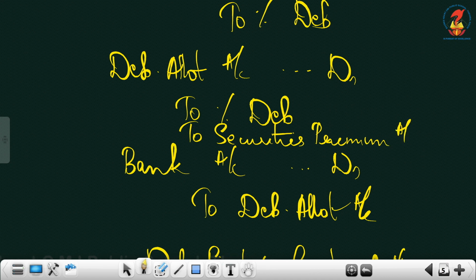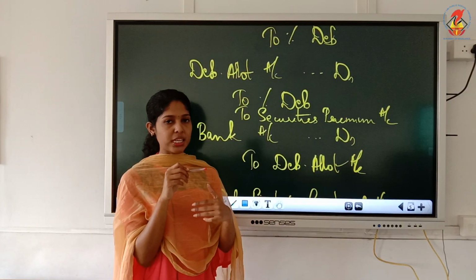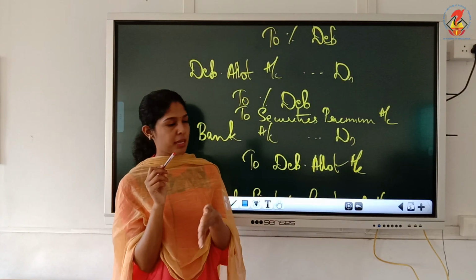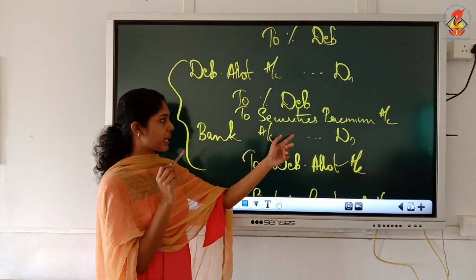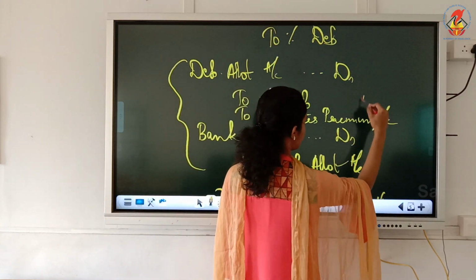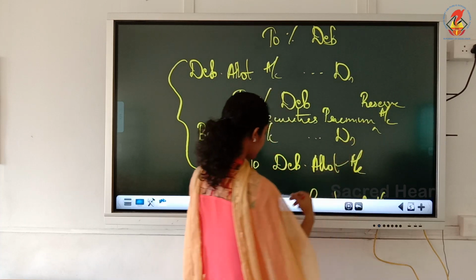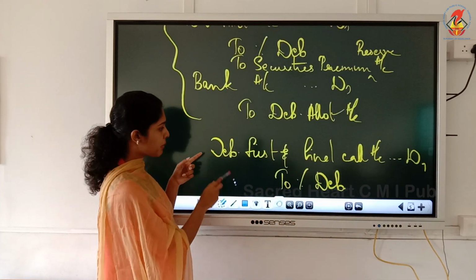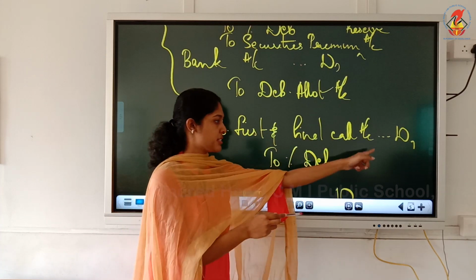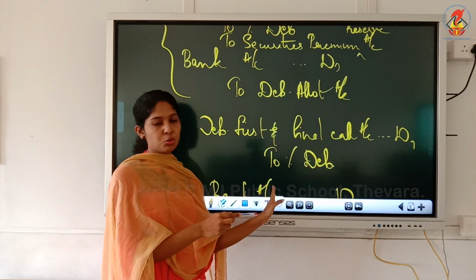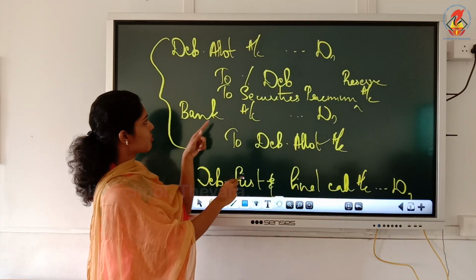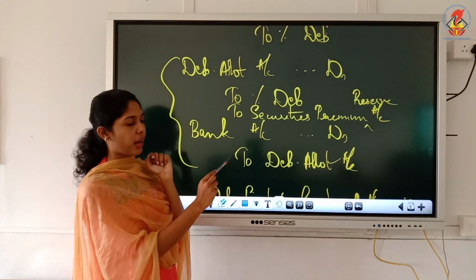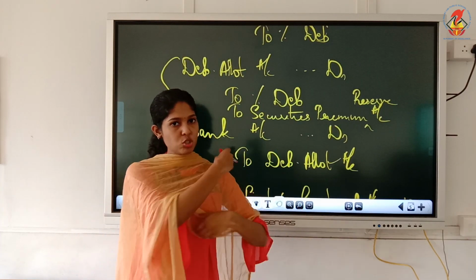Clear? So what you have to do now is give the heading. Basic entries you have to write first, then you give the heading issue of shares at premium, and you write these two entries, only these two. In case premium is collected with allotment, this is securities premium reserve account. Then in case premium is collected with first call, where will you write premium? Debenture first and final call debited to percentage debentures and to securities premium reserve. So accordingly you can change. Now for the time being, you just write with allotment. These two entries you write below the heading issue of debentures at premium.